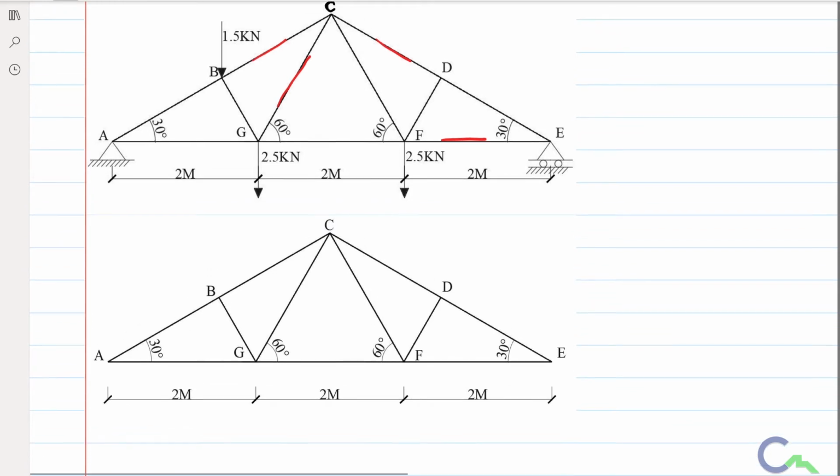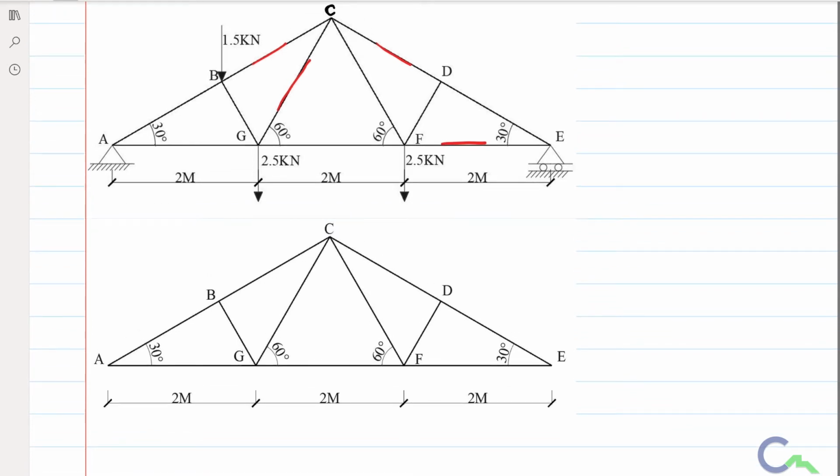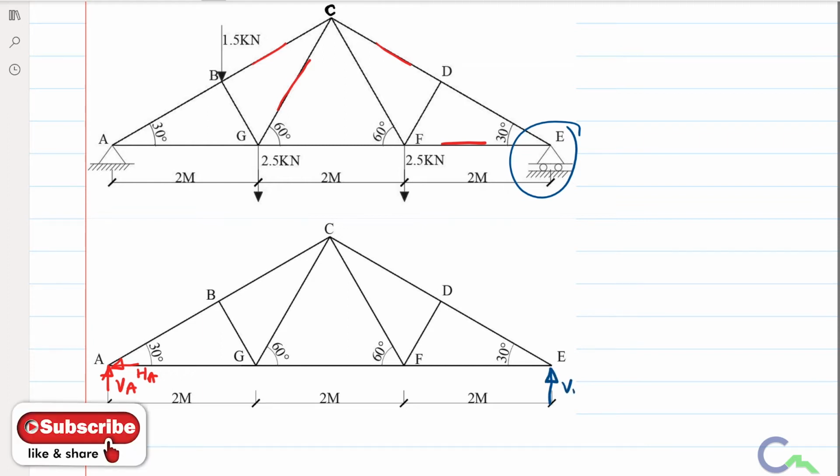At point A they provided one hinged support, therefore it is having two reactions. Vertical reaction I will take VA and horizontal reaction, though in this case there is no horizontal force, in any direction I can take, I will take in this direction, HA. After that at support B they given one roller support, so the reaction will be in vertical direction, I will take VE.